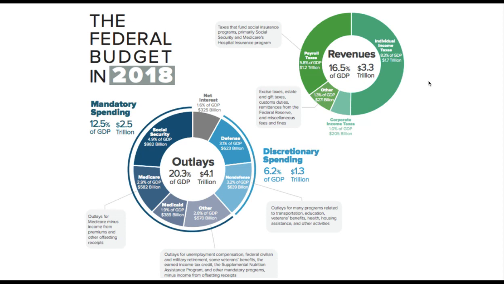Over here, you'll notice our revenue. And where do we get revenue from? We get revenue from taxes. So, little fun fact for you, we didn't have income tax until 1913, with the 16th Amendment. So half of our revenue comes from income tax, and that is combined. That's individual income tax, and then corporate income tax.